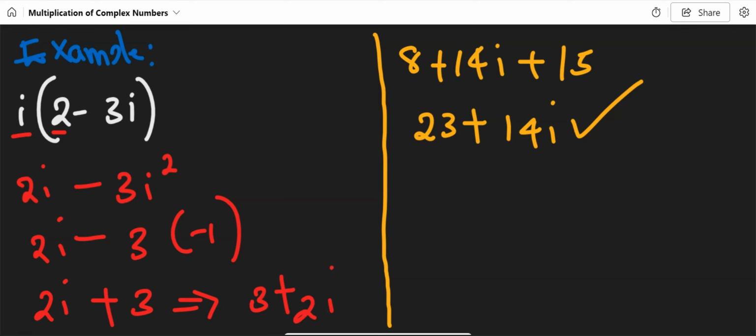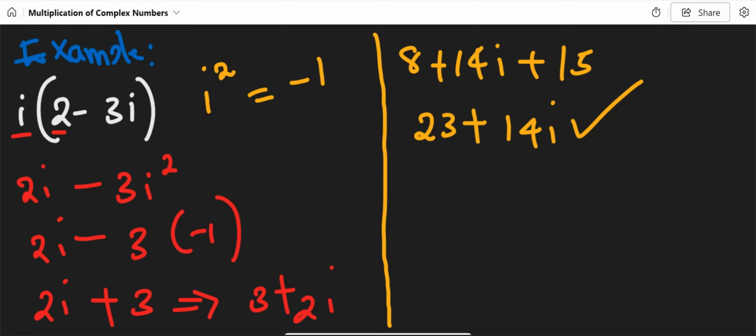This is a very simple one. So you always get such simple examples. The key point that you need to remember is that i squared equals negative 1. So whenever you get a negative 1, you solve that. So that is how you do multiplication of complex numbers.